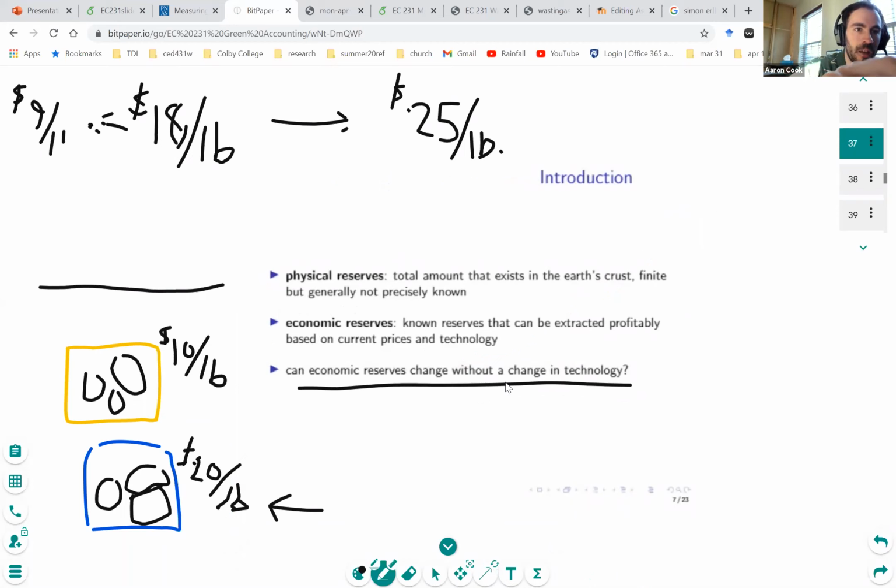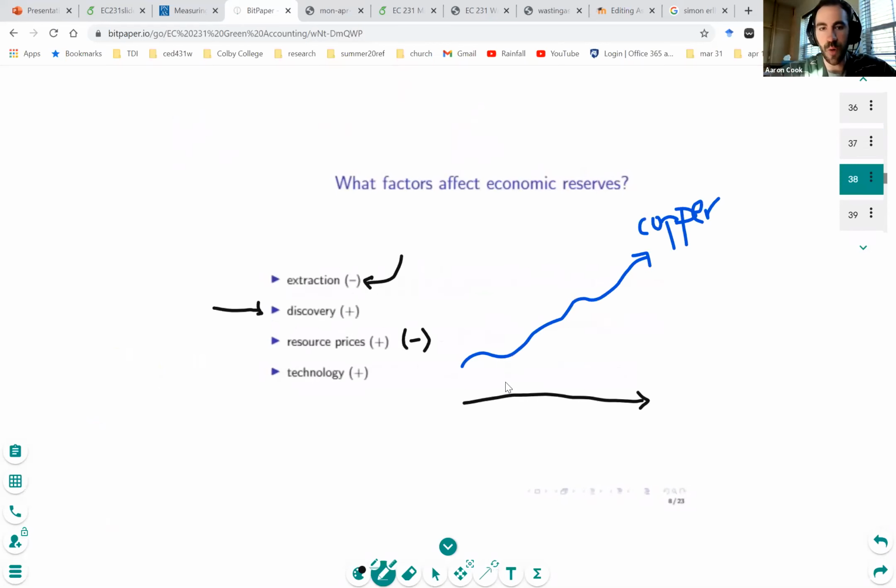Instead of going from $18 to $25, maybe it goes in reverse, and all of a sudden it becomes $9 per pound, and then you have a decrease in economic reserves, because now neither the $20 per pound stock nor the $10 per pound stock are economically extractable at $9 per pound. So just to be more complete, this resource prices factor could be either positive or negative in terms of expanding or contracting the economic reserves.